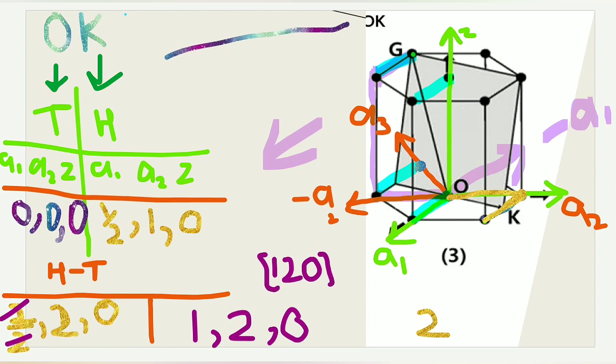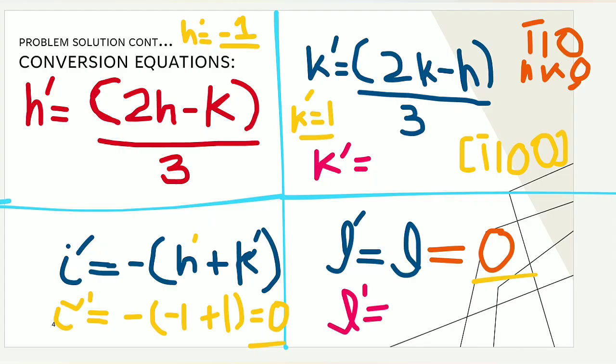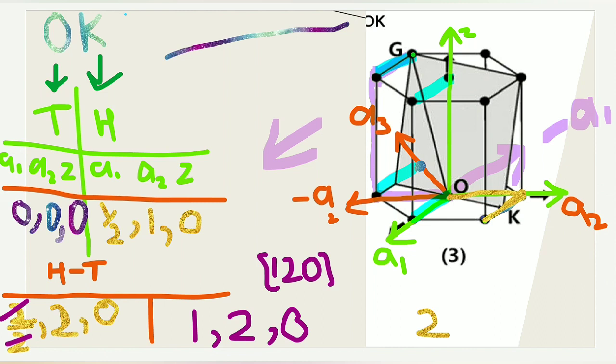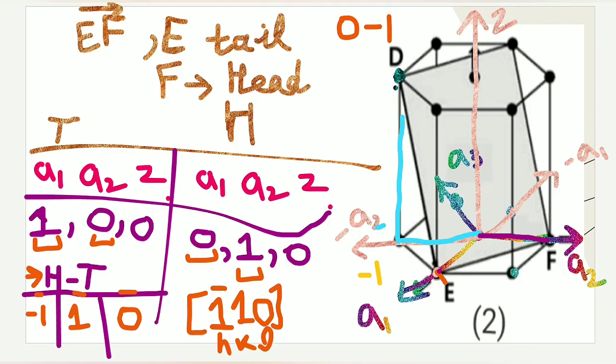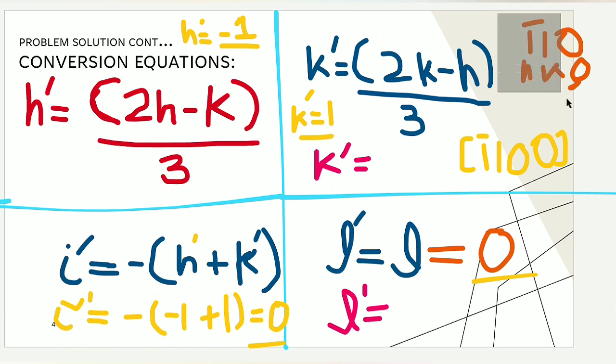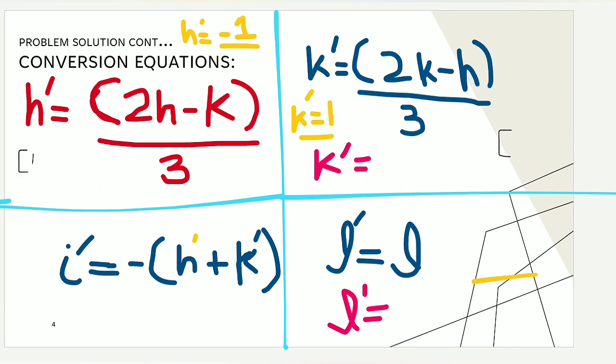This is the final notation for the Miller indices of OK direction. I've calculated Miller indices of G, O and OK here, and you can very easily calculate the Miller-Bravais indices for G, O and OK direction by using these transformation equations. That's super easy. I hope you people can do that. I'm doing it for OK direction. We have h, k and l as 120. So h is 1, k is 2 and l is 0. So we know the value of l already. Now for h prime, let's do that.